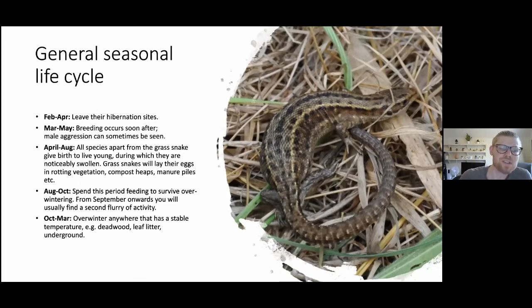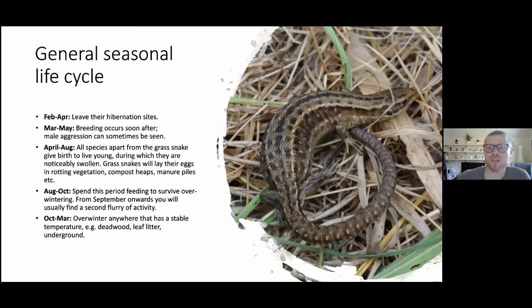But by and large, they stick to this same sort of life cycle every year. So during the winter months, they're going to be hibernating. Okay, start at the bottom, just to make it simple. So anywhere between October and March, they're going to be hibernating. And they like to hibernate in void spaces, or anywhere underground that offers them some protection is an excellent place for a reptile to hibernate. They're looking for somewhere that has a stable temperature. It doesn't necessarily need to be warm, but it does need to remain frost-free. They do not like frost.